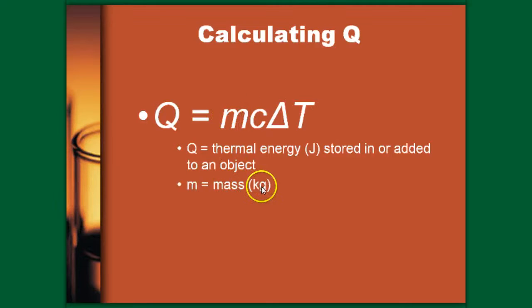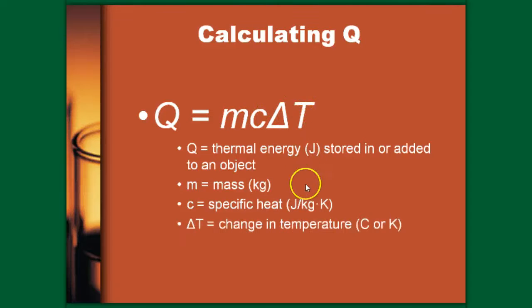M, of course, is mass, and it's in kilograms like it always has been. C is a new variable called specific heat that we'll talk about specifically, pun intended, in just a moment. The units for specific heat are very, very important to know. You need to know that the units for specific heat are joules per kilogram Kelvin. And then delta T, as you might have guessed, is change in temperature.